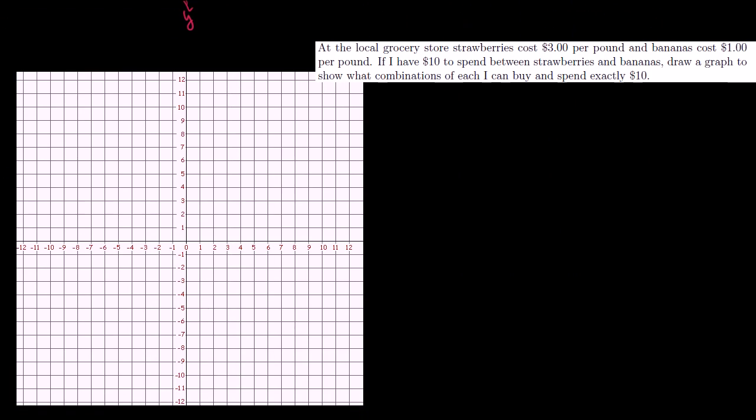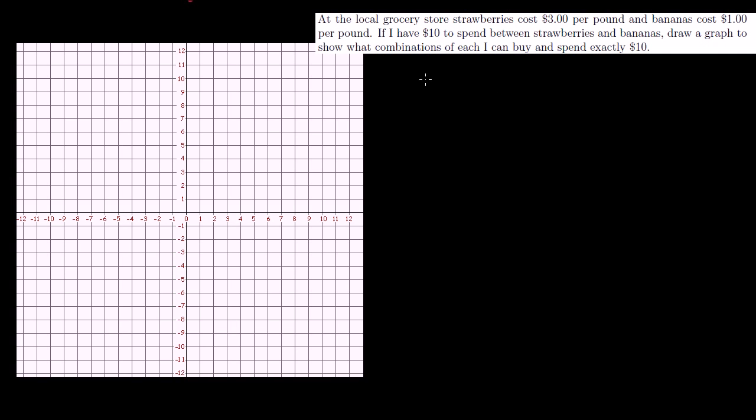Now let's do this problem down here. At a local grocery store, strawberries cost $3 per pound and bananas cost $1 per pound. All right. If I have $10 to spend between strawberries and bananas. Draw a graph to show the combination of each I can buy and spend exactly $10.